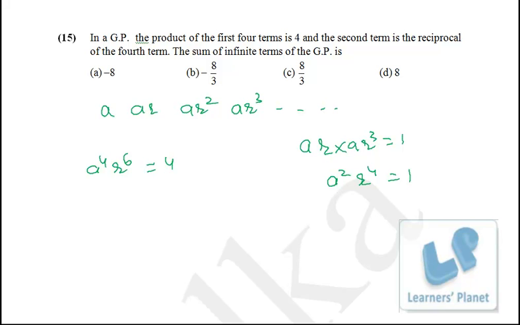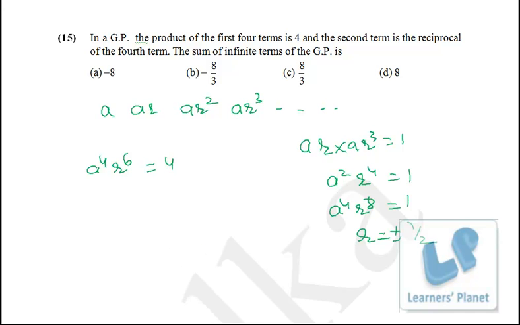So if you square both sides, what you'll be getting is a raised to 4, r raised to 8 is equal to 1. And if we divide this expression by the other expression, a raised to 4 will be cancelled, and r square will be 1 by 4. So r is equal to plus minus half. Okay.